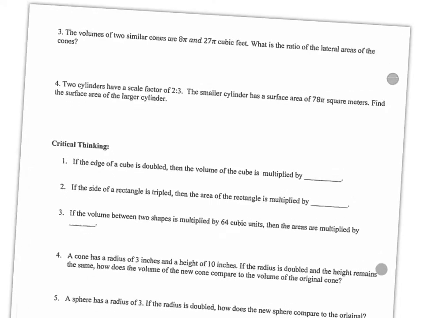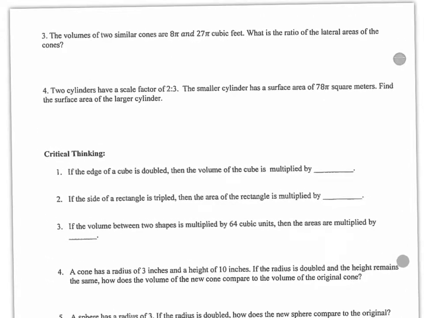Notice this one. It says volumes of two similar cones are 8 pi and 27 pi cubed. So I instantly stop and I instantly write SPOV on my paper because I see the word similar. I put SPOV on there just in case I need it. It says what is the ratio of the lateral area? So I'm looking for ratios, which means I do want to use SPOV.